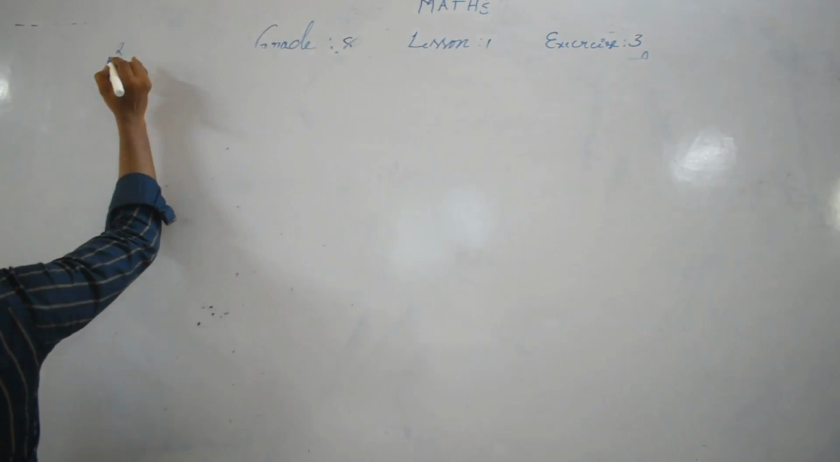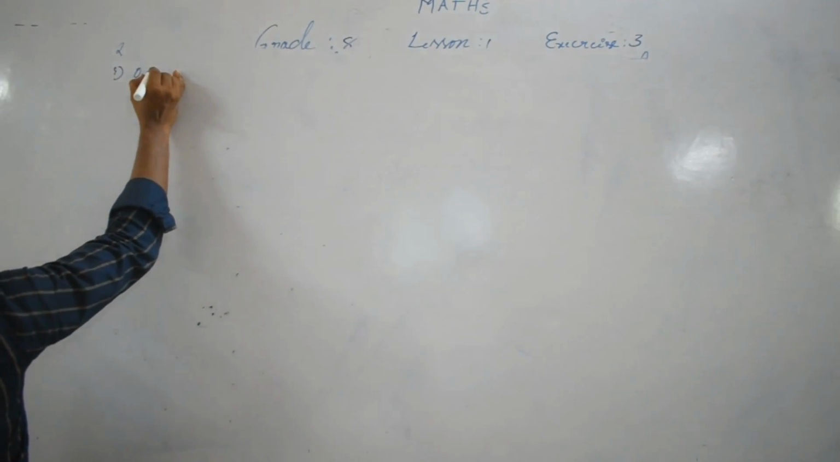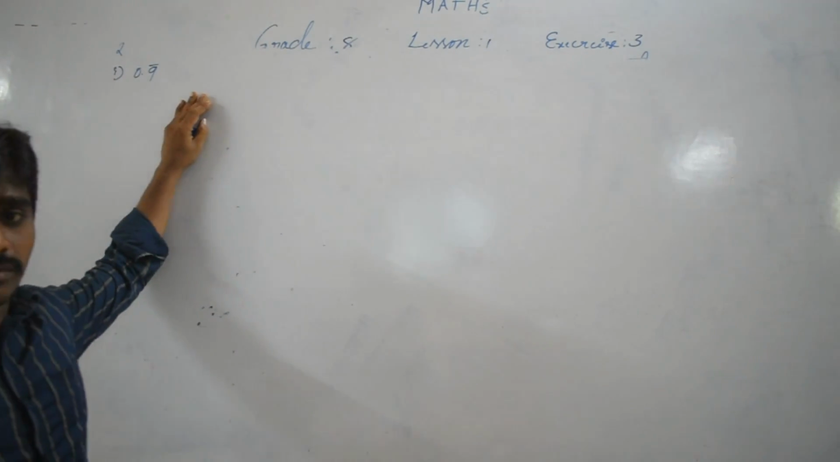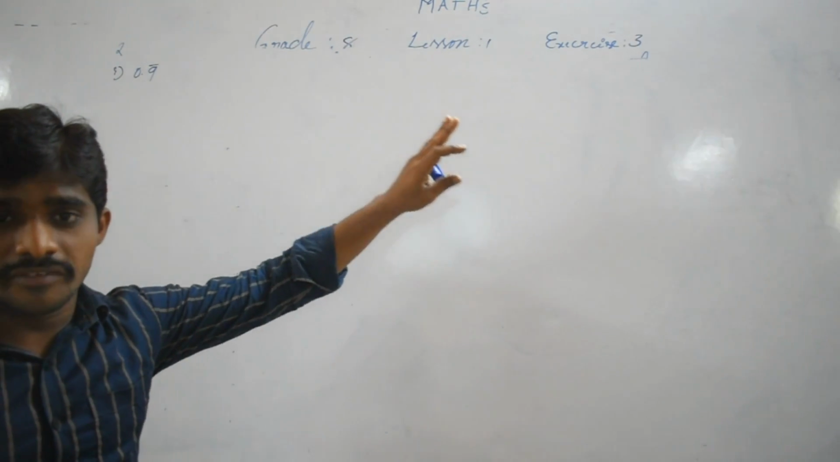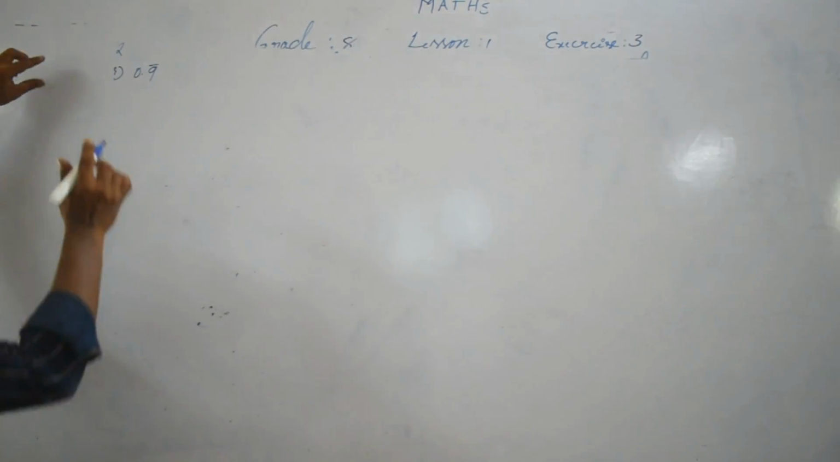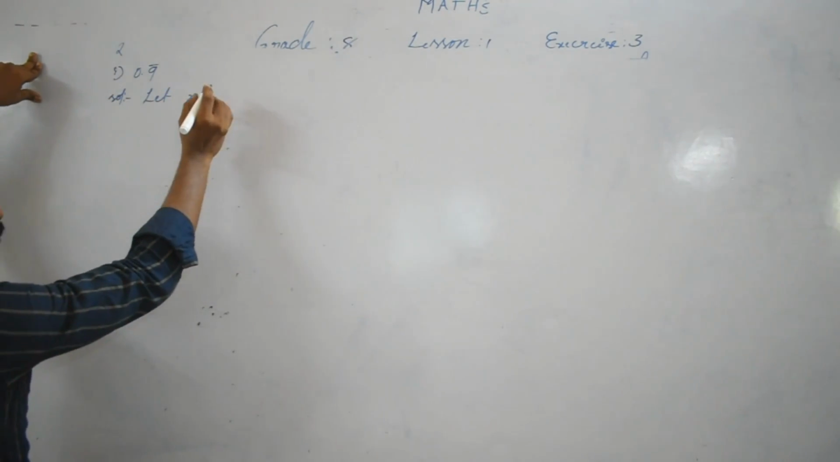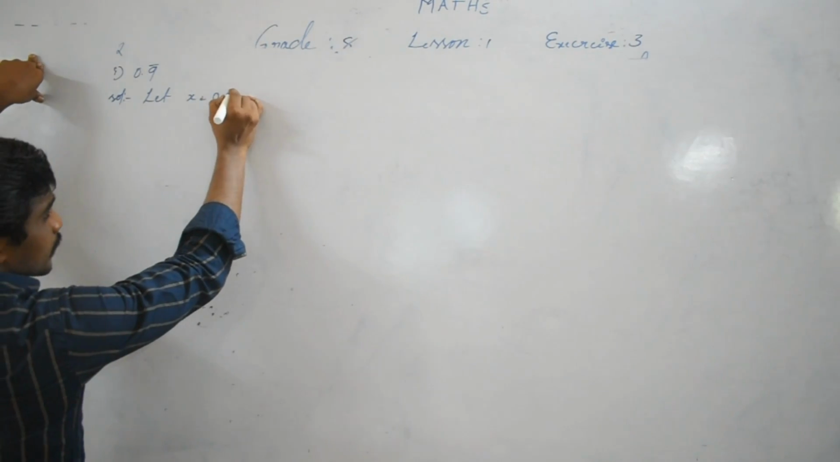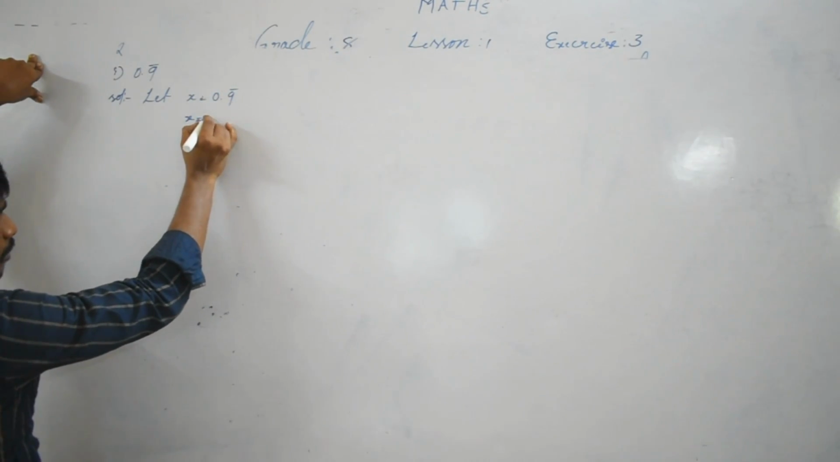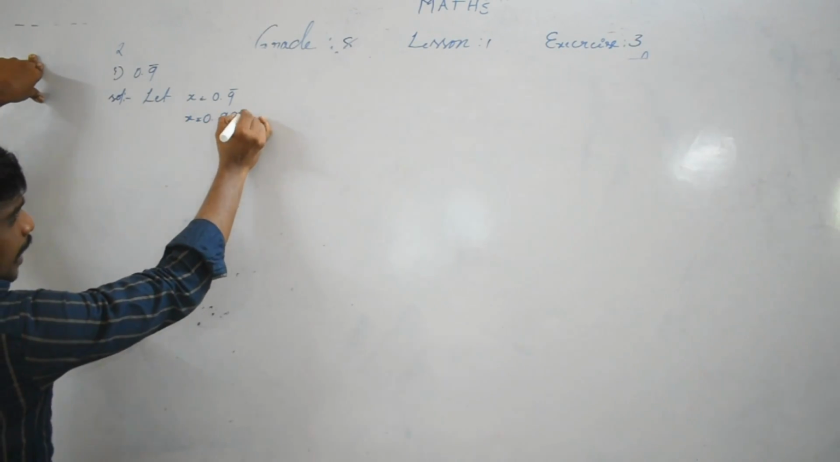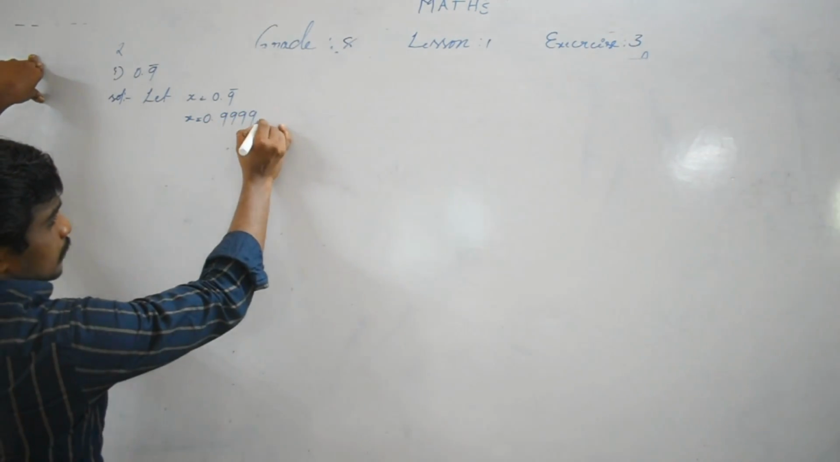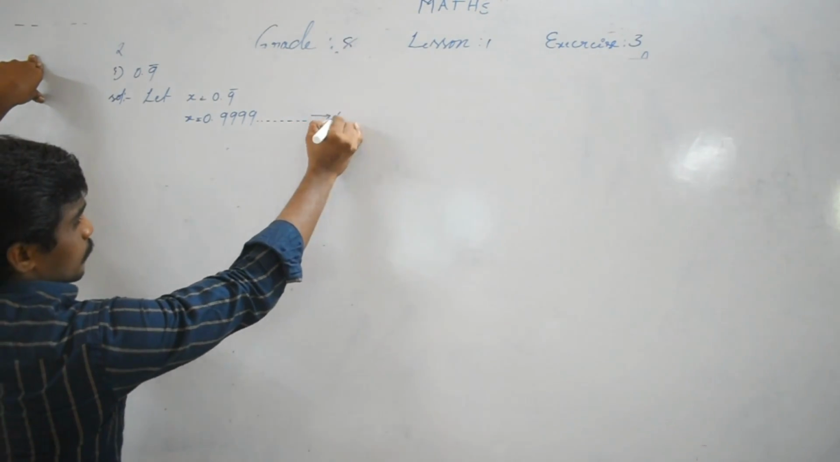Express each of the following decimals in rational form. So here the first one is 0.9 bar. This is a non-terminating recurring decimal; convert it to rational form. So here, let x equal 0.9 bar. So x equals 0.9999. So this is equation 1.